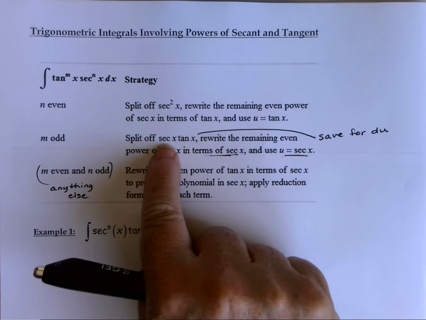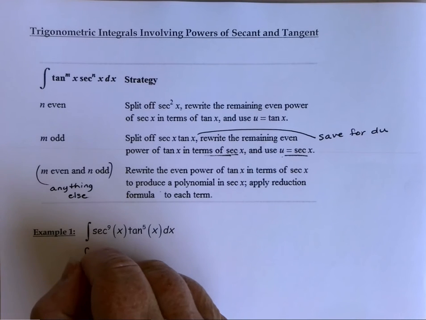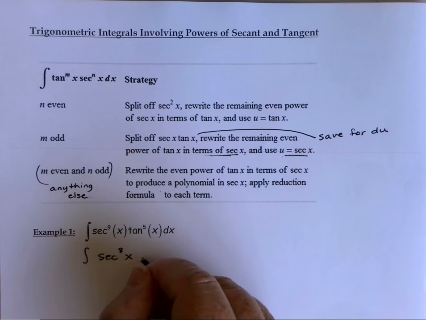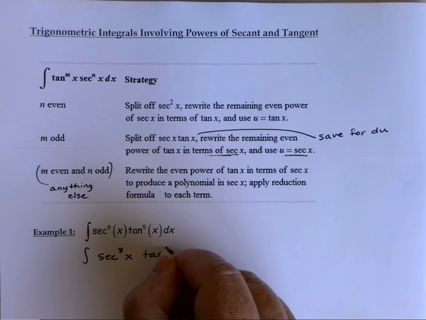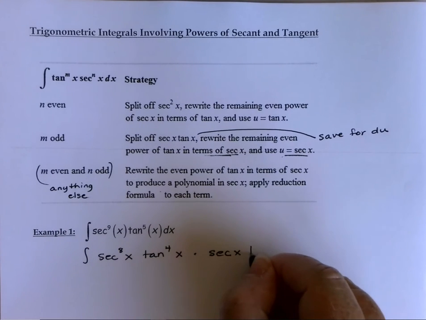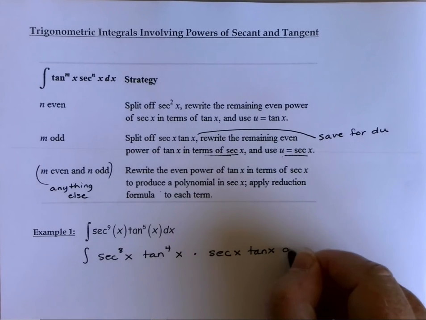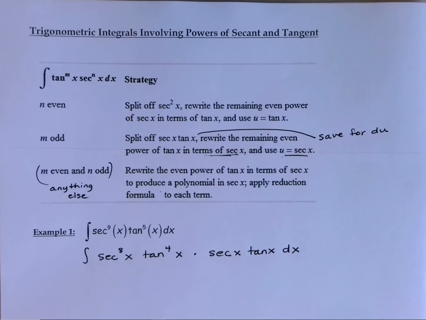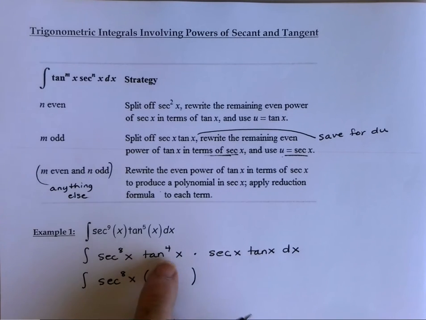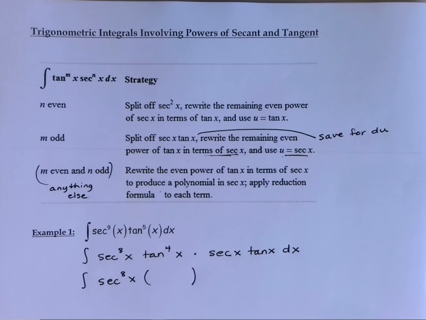I'm going to pull off one secant and one tangent. So that's going to make this secant to the 8th of x, tangent to the 4th of x, times secant x tangent x dx. I want to write everything in terms of secant, so I'm going to keep the secant to the 8th. But that tangent to the 4th I need to work with.